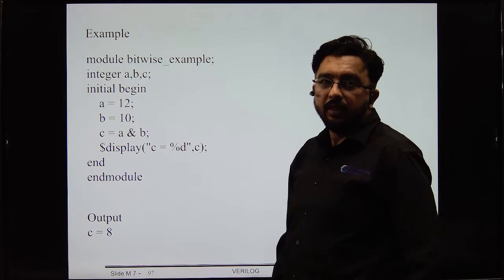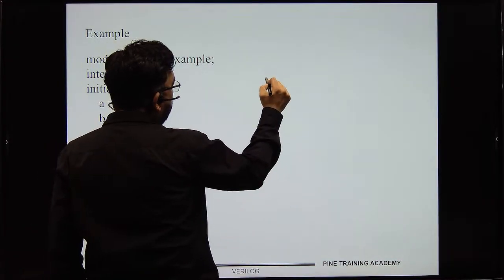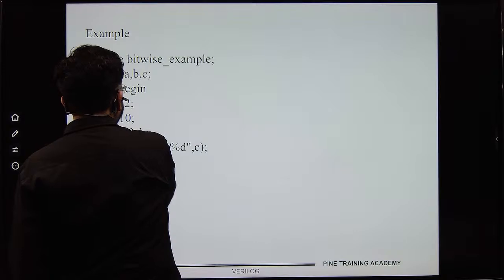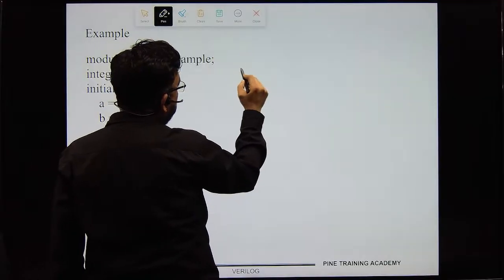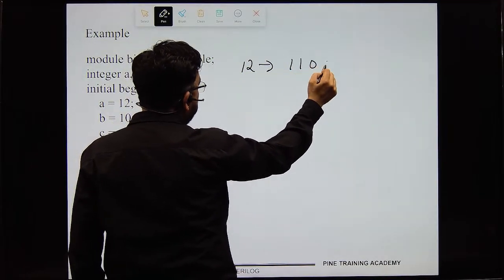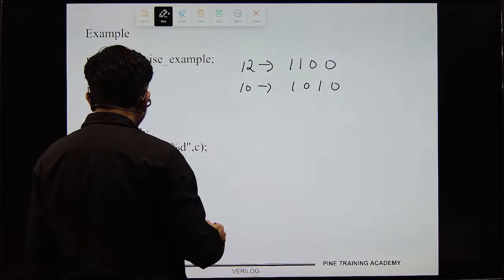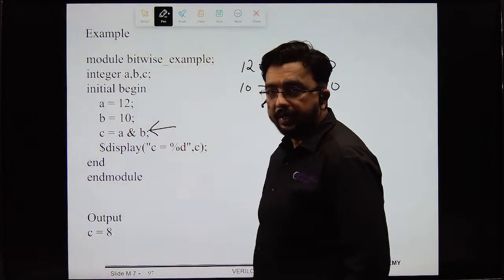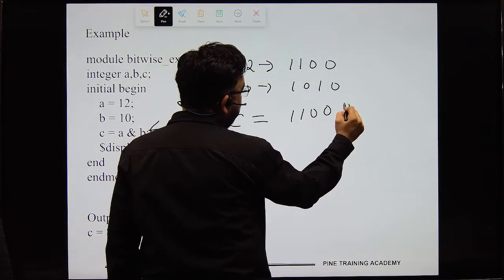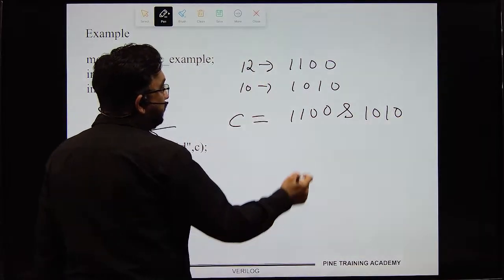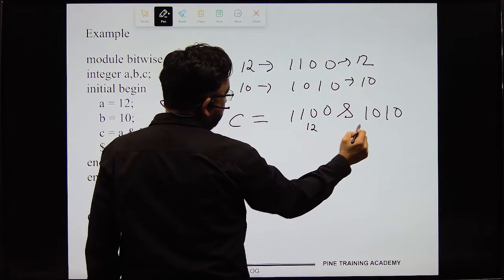So just one example. Now see how this works. The value of A is 12, and the value of B is 10. The binary of 12 is 1100, and the binary of 10 is 1010. So here it is A and B. C is basically 1100 ANDed with 1010. This is your 12 and this is your 10.